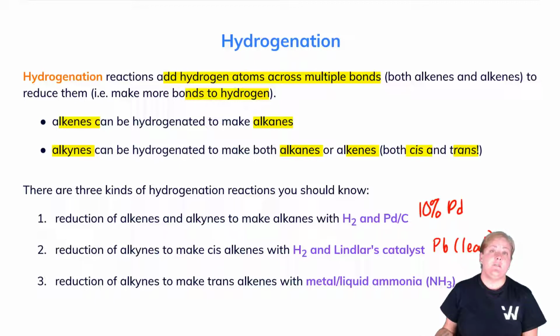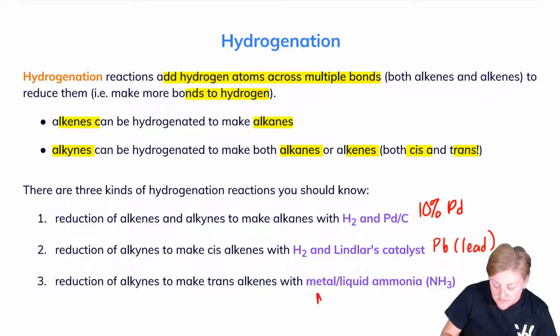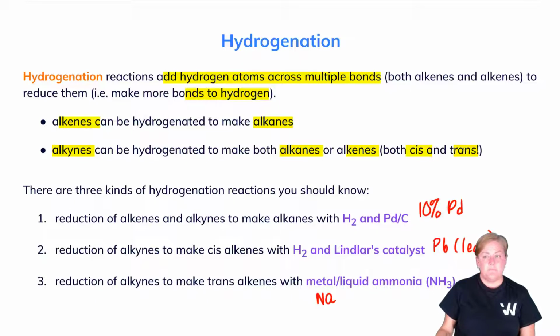Alkynes can also be used to make trans alkenes with a metal and liquid ammonia. The most common metal you're going to see here is going to be sodium, Na. So, hydrogen and palladium on carbon gives us alkanes regardless of where we start. Alkynes have two pathways. Using hydrogen and this poisoned catalyst, Lindlar's catalyst, we can get cis alkenes. Alkynes can also be reduced using metal and liquid ammonia to make trans alkenes. Now let's take a look at the principles of the mechanism to understand the stereochemical outcome.